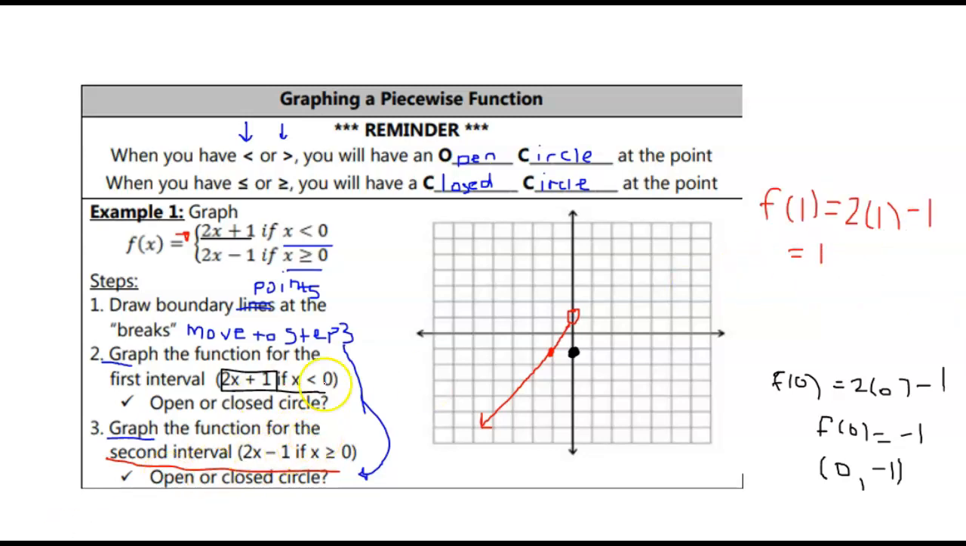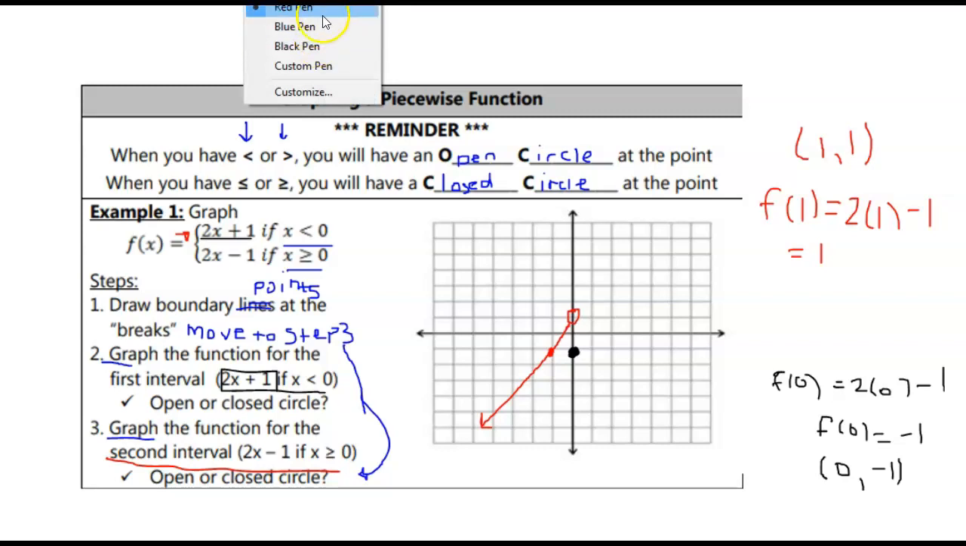So I find f of 1 for the part of my function that's greater than or equal to 0, 2x minus 1. And if I do that, I plug 1 into the function, I end up with 2 minus 1, which is just 1. So I know my second point would be at (1, 1). All right. And I'm going to go ahead and graph that point. And then I can draw the second interval.